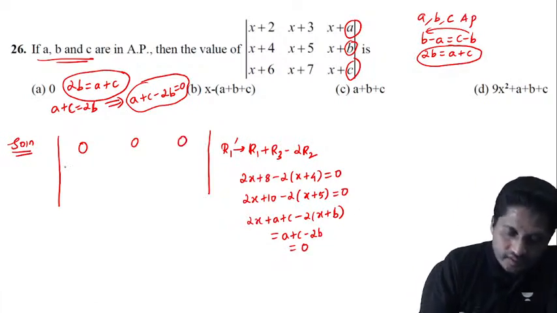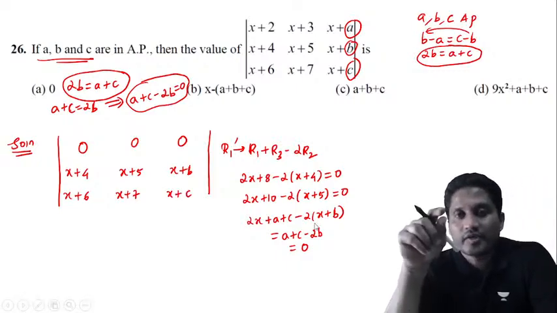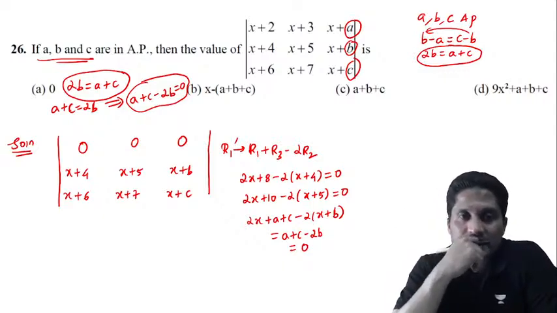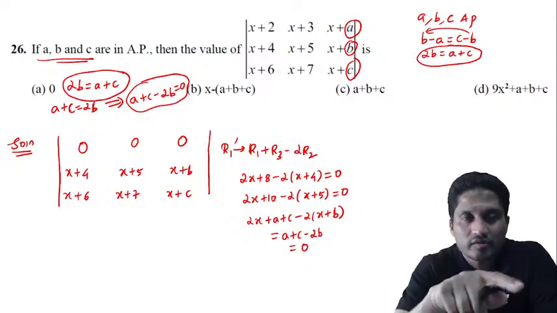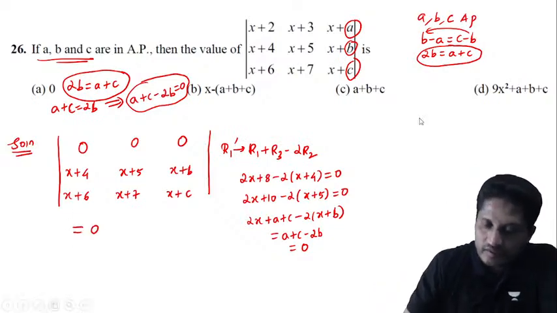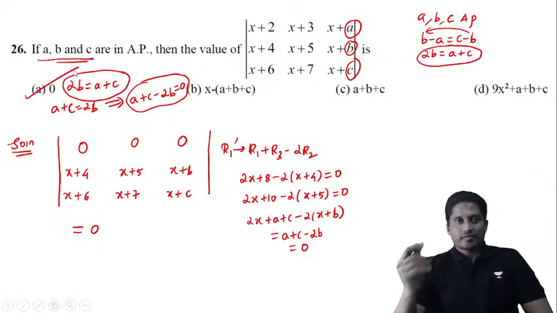This is 0, and then you keep x plus 4, x plus 5, x plus B, and the last row will be x plus 6, x plus 7, and x plus C. If all the elements of any row or column of a determinant are zeros, then the determinant is 0. So the first row is all zeros, so the determinant is 0. The answer is option A. Right, let's move to the next question.